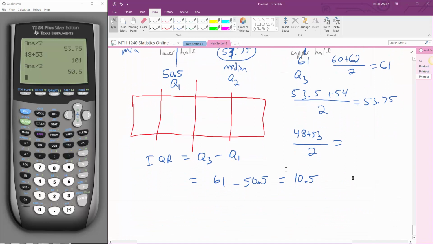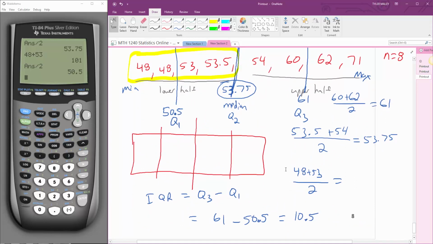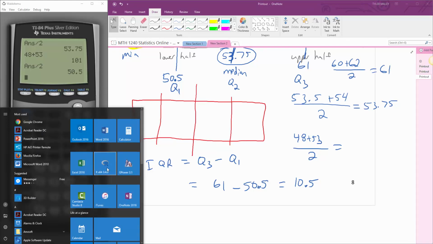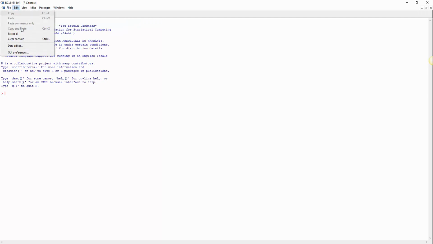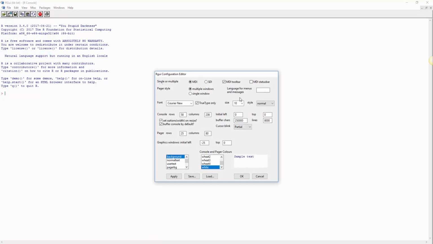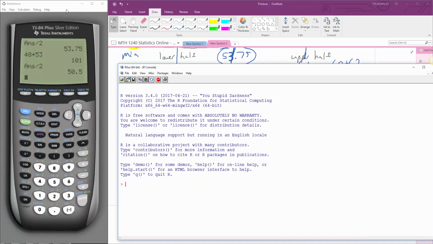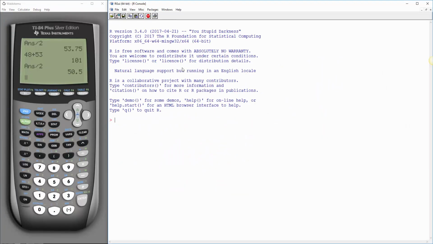All right. So the next thing I want to do is show you how you can also calculate these using R. So if I just pop open R, I'm going to go to edit and make the screen bigger for you, or the text. So let me do this split screen again.